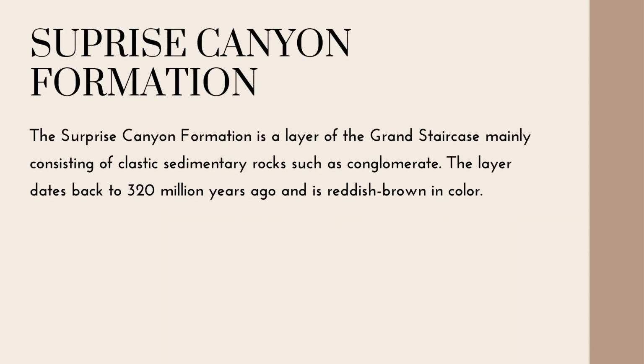The Surprise Canyon Formation. The Surprise Canyon Formation is a layer of the Grand Staircase consisting of clastic sedimentary rocks such as conglomerate. For some context, clastic means that the rock is formed from fragments of pre-existing rocks. This rock layer is 320 million years old and is reddish-brown in color.